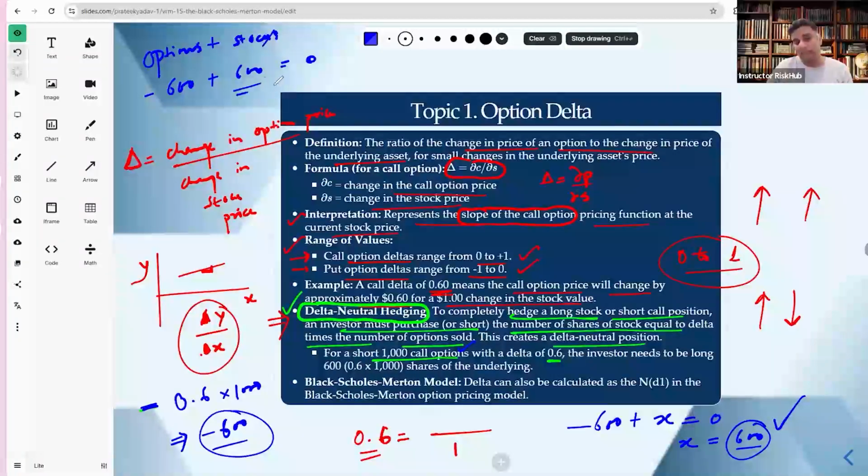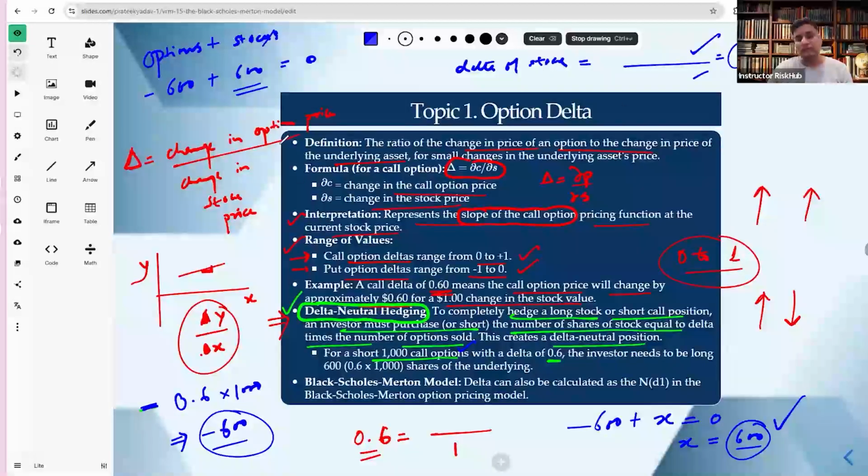So if I have to get +600 from stock, I must know the delta of a stock. Please remember, delta of a stock is always 1. Why is delta of a stock always 1? If you go by definition, it will be change in the stock price divided by change in the stock price. Am I right? Change in the stock price divided by change in the stock price, right? It cancels, it becomes 1, right?